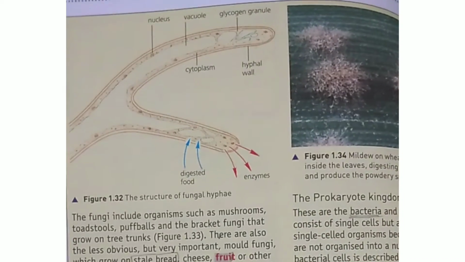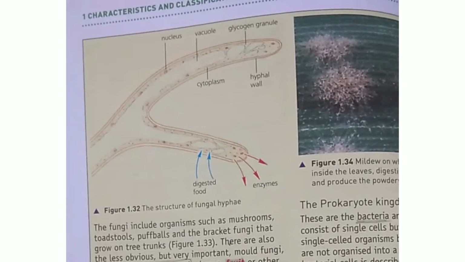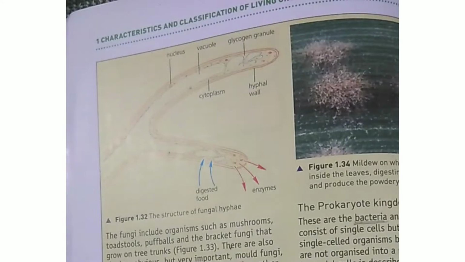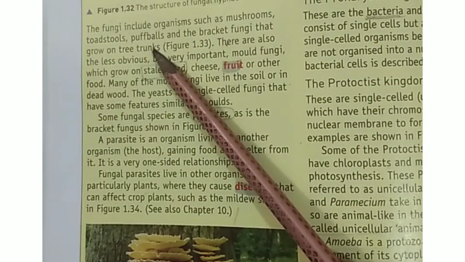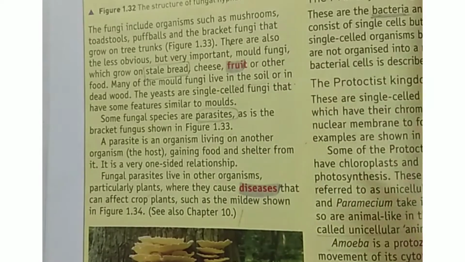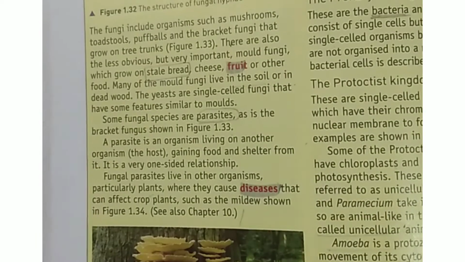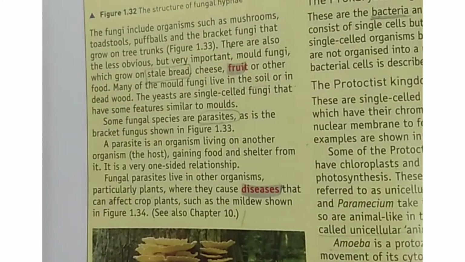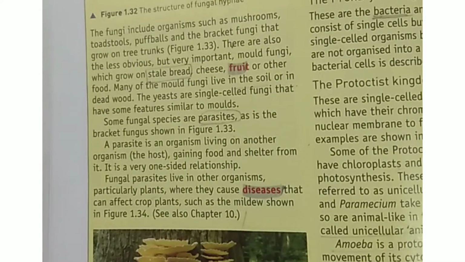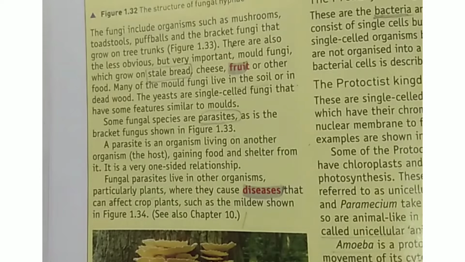Alright, if we talk about the fungi further, fungal organisms include mushrooms, toadstools, puffballs, and the bracket fungi, which grow on tree trunks. Here it is. You can see that this is the bracket fungi that grow on the tree trunks.